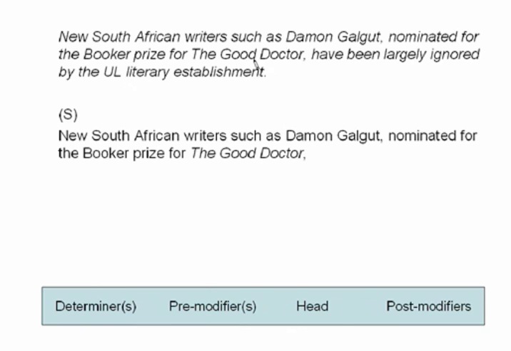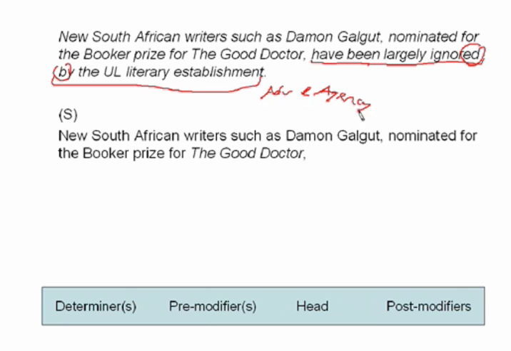Another example here. This is a sentence. You have to look at the clausal elements to begin with. And you have been largely ignored by. Now, there are some clues here because you have the form of be here, and you have a past participle here, and you have the by here. So this is a passive sentence. This is the adverbial of agency. And then we have "been ignored", this is the predicator here, up until there.